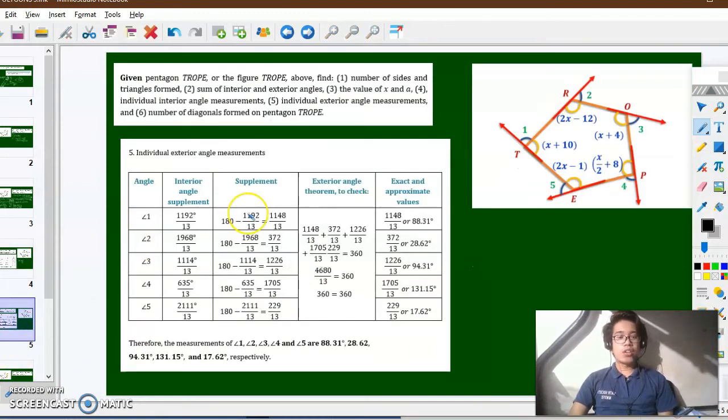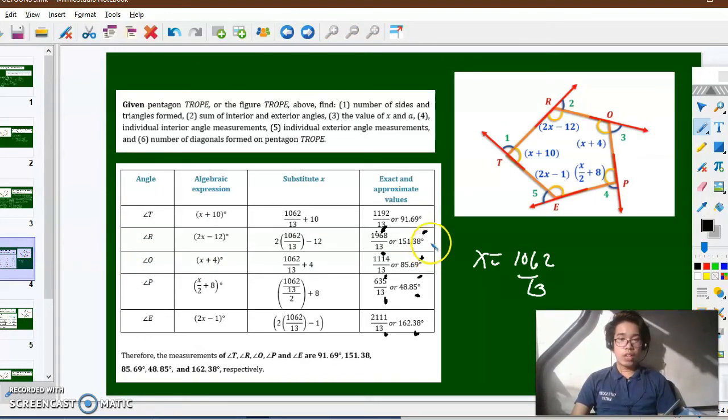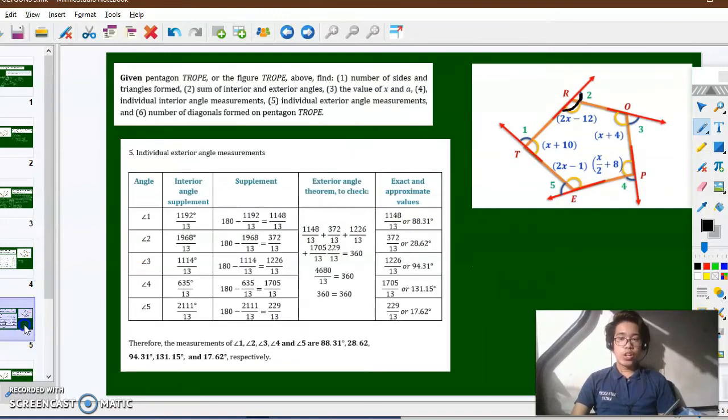To measure the exterior angles, always remember that an interior angle and an exterior angle are supplementary angles. So if this angle is 1192 over 13, or 91.69 degrees, which is the value of angle T, we subtract that from 180 degrees: 180 minus 1192 over 13. Why do we subtract from 180? Because they are supplementary angles.